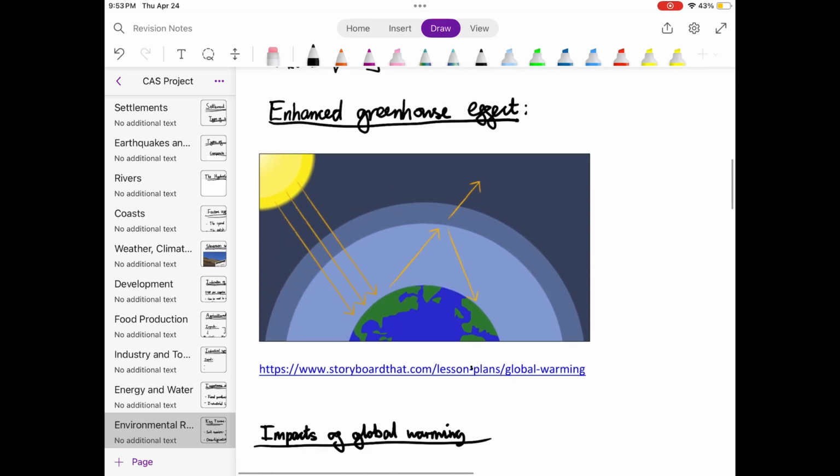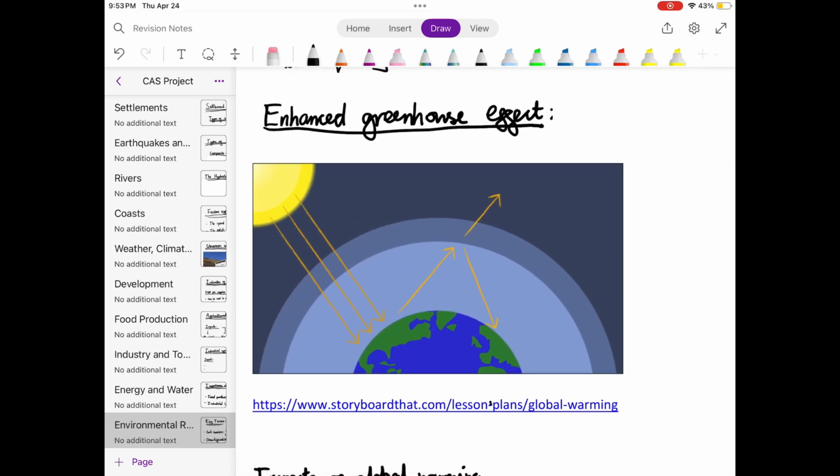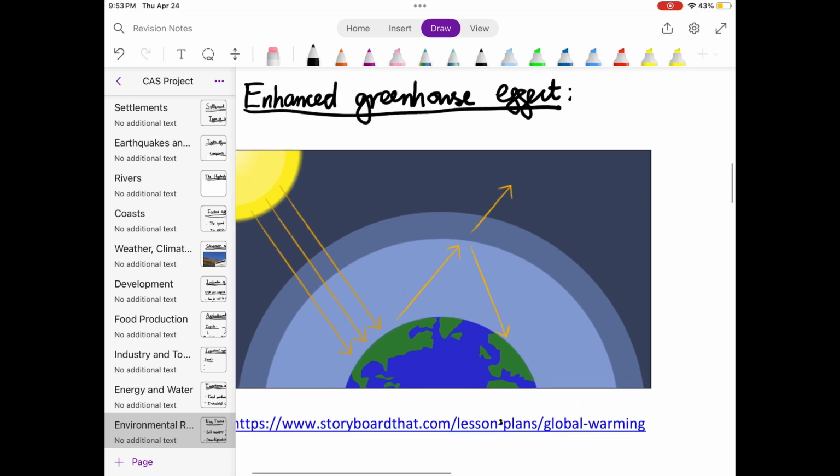Okay, so now we're going to be looking at the enhanced greenhouse effect. So these layers here, they represent the atmosphere, so the light blue and the slightly darker blue layers. And obviously this represents the Earth, and then here is the sun.